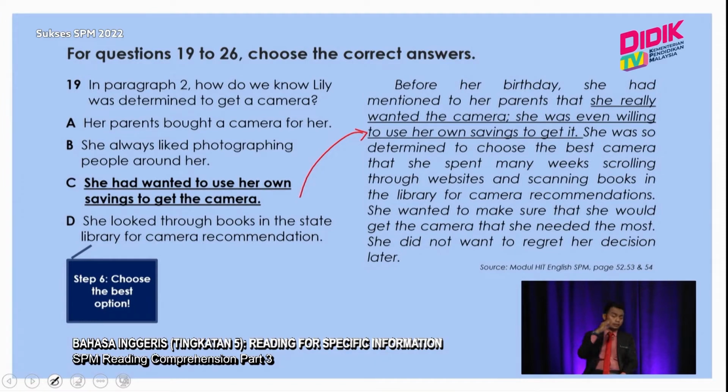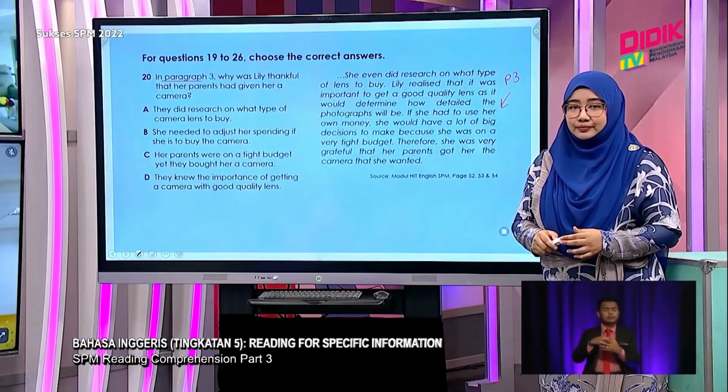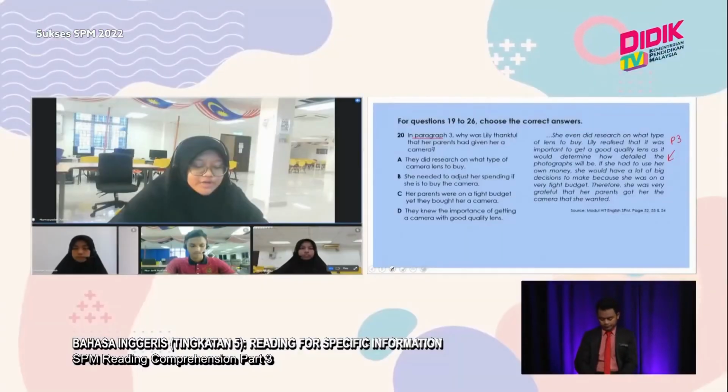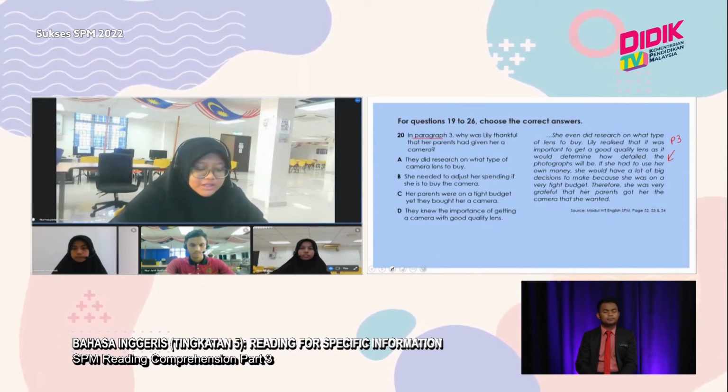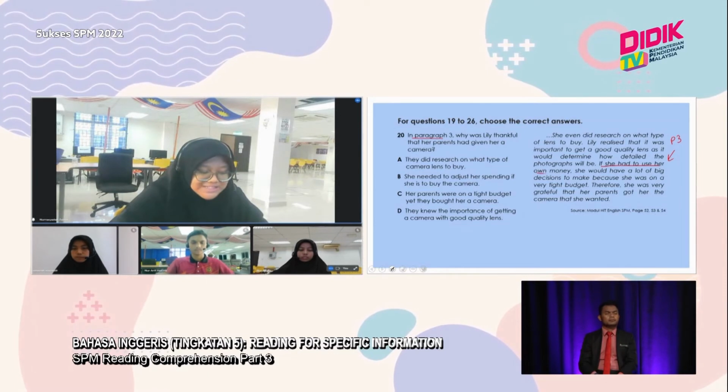Okay, let's try another question. Okay, question 20. In paragraph 3, why was Lily thankful that her parents had given her a camera? So we know that now it's about paragraph 3. So this is paragraph 3. Could someone help and identify the answer in the paragraph? Yes, teacher. The most relevant line is the fifth line. If she had to use her own money, she would have a lot of big decisions to make.